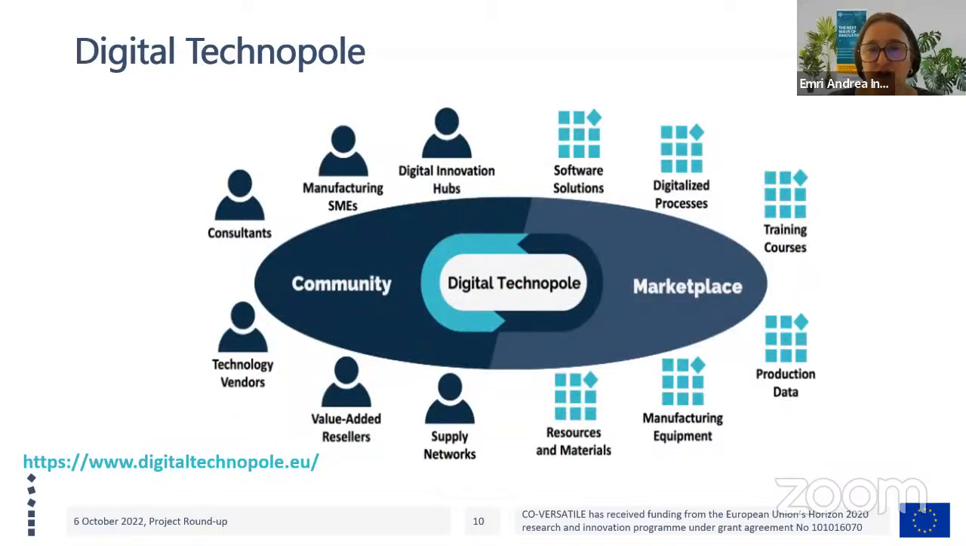And all of this knowledge which was compiled during the project was supposed to be made available for the manufacturers. And Digital Technopole is actually a platform, a web-based Agora, let's say, which is offering all of the services developed during the project, and also able to host further services related to the topic which we are discussing now.